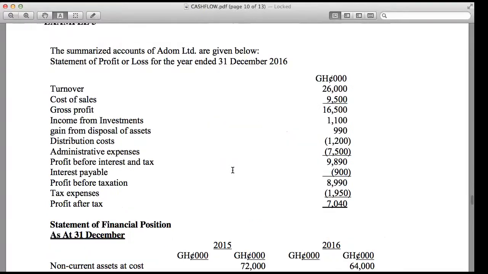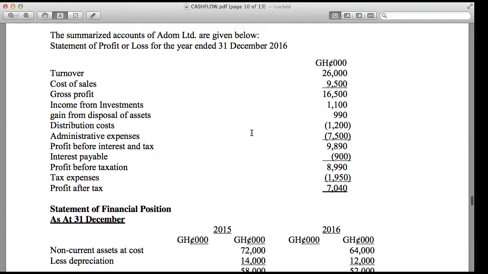Good. So Adom Ltd. So that's what we are doing. Adom Ltd. Good. So it will be Adom Ltd. So we will go through soon, and then you will be fine. Good. Let's go to the requirements.